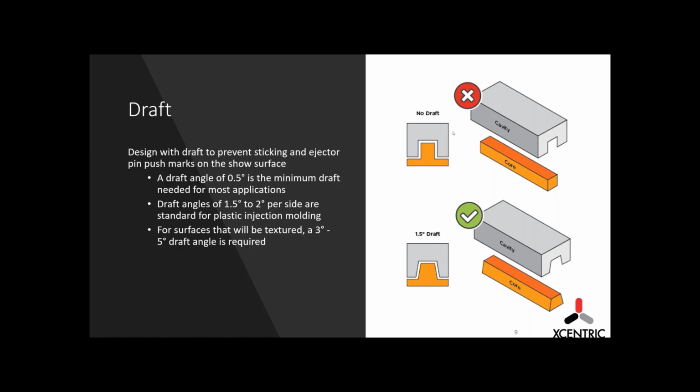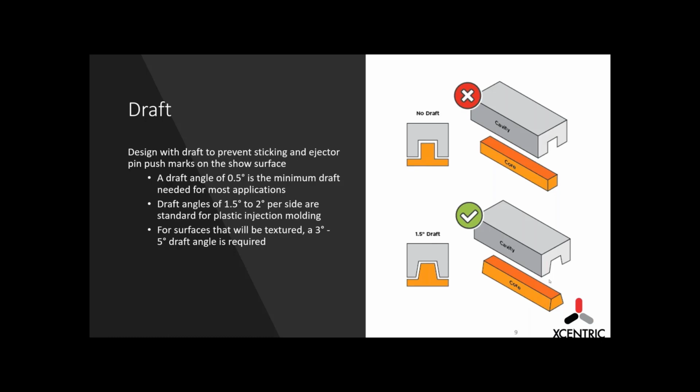And then draft on the core side is ideal as well to help eject off the tool, because if you have the same situation as the top left image, that part's going to suck onto the core, and with no draft, the ejection is going to be fighting the part holding onto the core, and you may get pin push. The ejector pins may bust through the part. Just not a good situation. So draft is critical to the part.